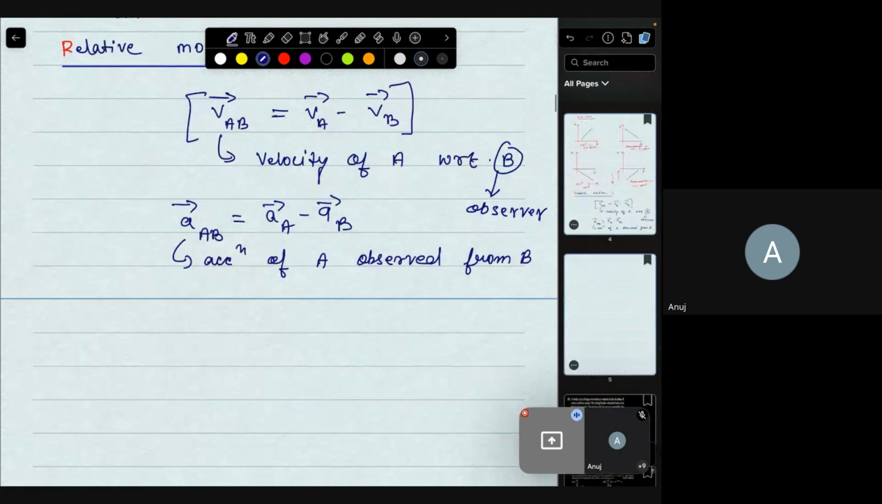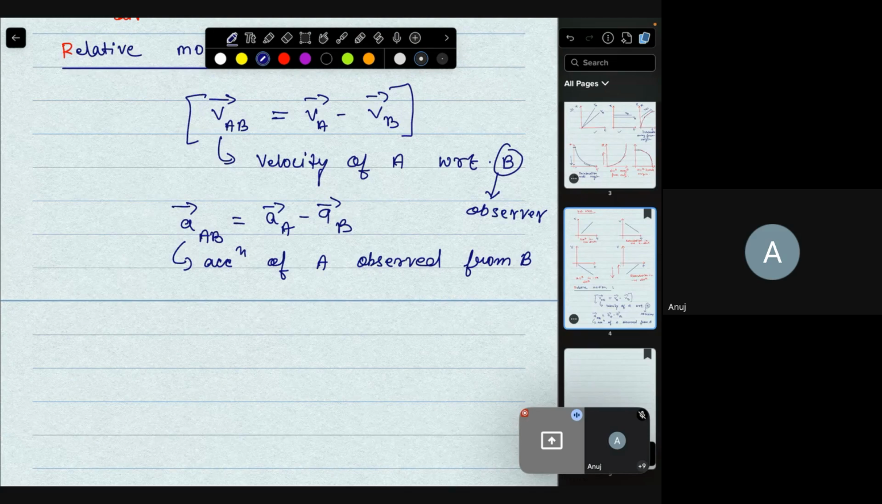Next, since we have seen equations of motion also, if you want to use equations of motion in relative cases, then also you can use them. That is, v relative is equal to u relative plus a relative into time, v equals u plus at. Similarly, you can use s relative equal to u relative into time plus half a relative times t square, like that. So you can use this also.